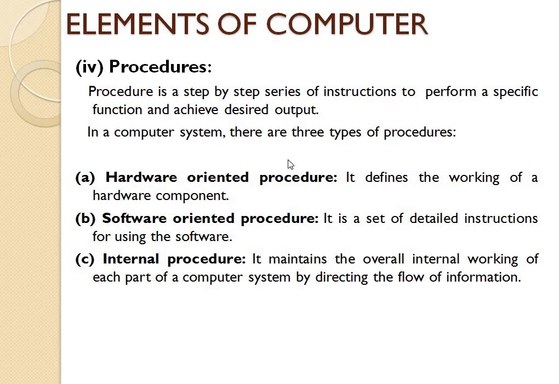Next, our fourth element is the procedure. A procedure is nothing but step-by-step instructions. It is like an algorithm only. Procedure and algorithm are all the same. So first step, start the computer. Second, go to All Programs. Select Microsoft Office, select Microsoft Word. Like that we are giving step-by-step instructions, right?